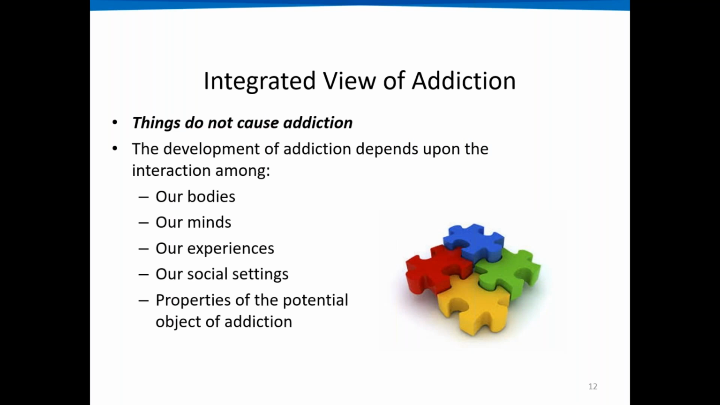Instead, the development of addiction depends upon the interaction among our bodies, our minds, our experiences, our social settings, and properties of the potential object of addiction. Once you think of addiction as a relationship between a person and the object of addiction, and not simply the result of a substance with certain chemical properties, it becomes easier to understand how a person can become addicted to a behavior like gambling. This integrated view of addiction is central to the syndrome model of addiction.